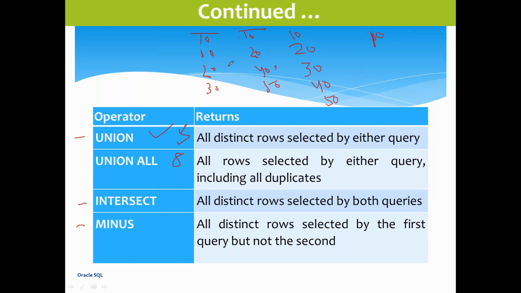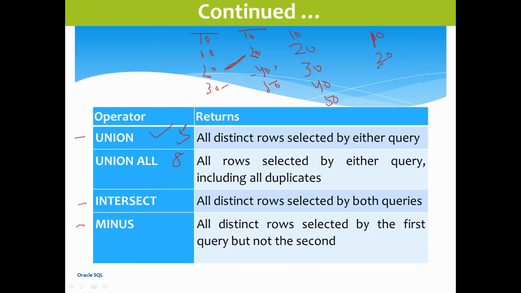Now 20, two times it is present, only one time it will come. 30 is not present here, only in the first set, but not in the second set. 40 is not present in the first set. 50 is not present in the first set. So values not present on both sides will not display in intersect. Only the common values, mentioned on both sides, will display.